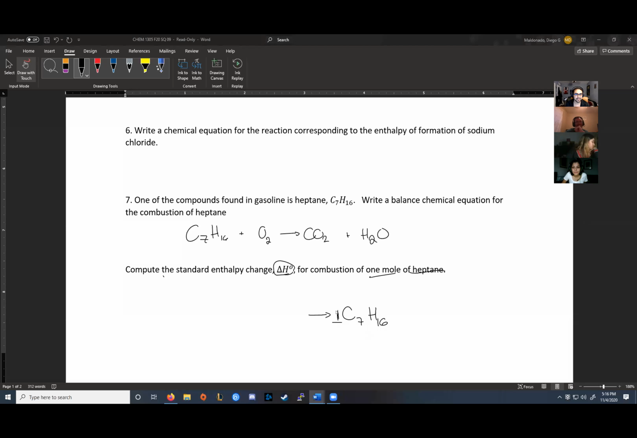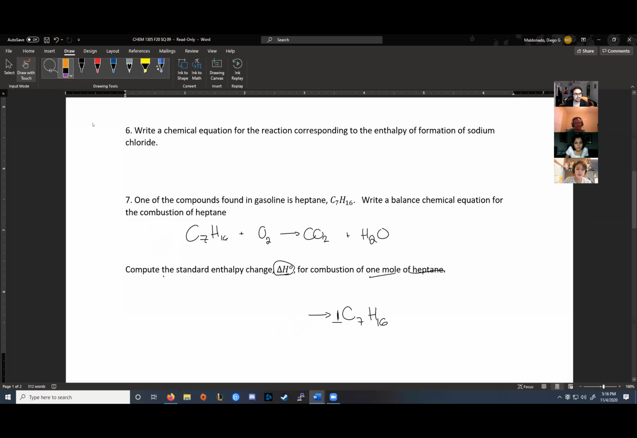Jeremiah, wait, which one? The first one or the second one? No, the first one is the good one because you're combusting the heptane, so that's the reactant. Oh, was it 11, 7, and I forgot the H2O, 8. Thank you. Okay.